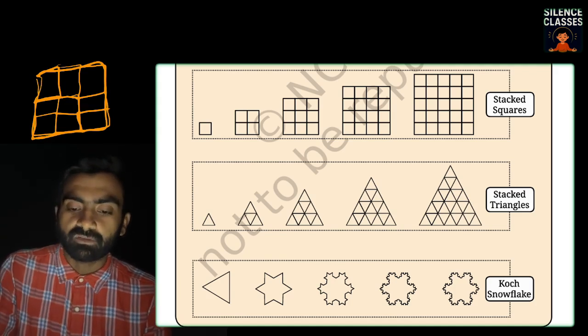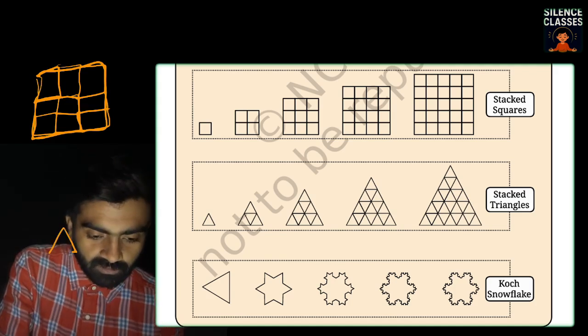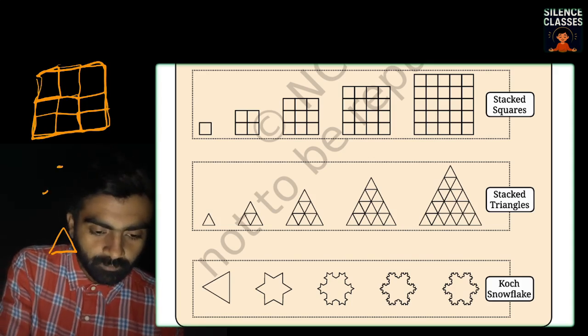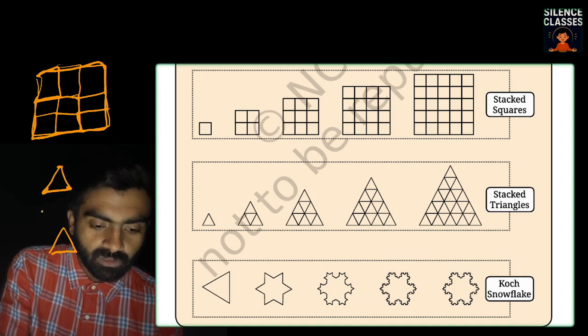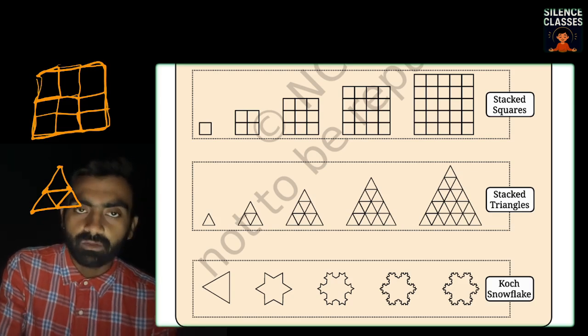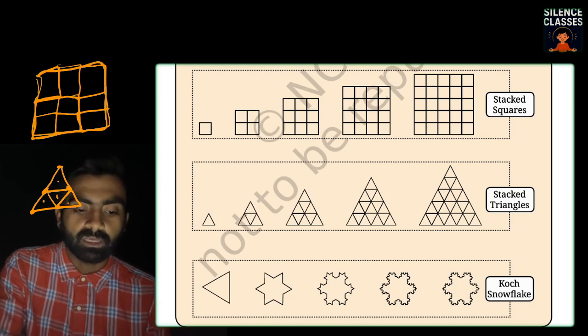That is known as a stacked triangle. Let's say we have made one like this. Now what we have to do is join the points, like 1 2 3 like this, and 4 5 6 like this. We made a triangle. We use 1 2 3 4 triangles to make one big triangle.